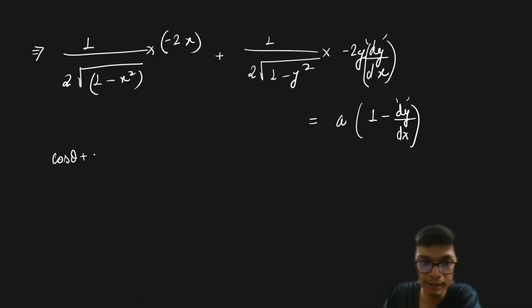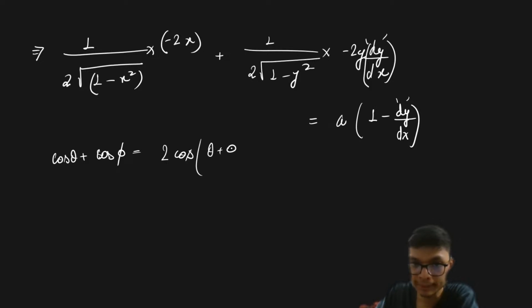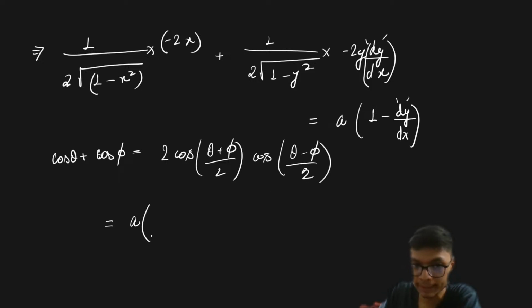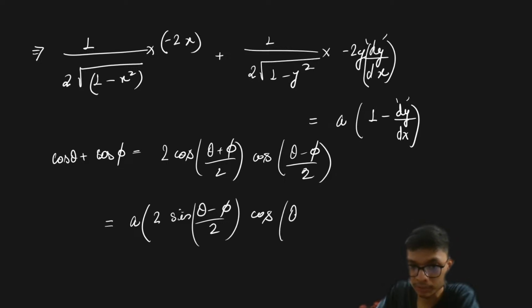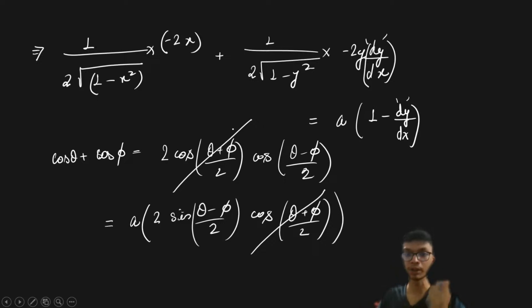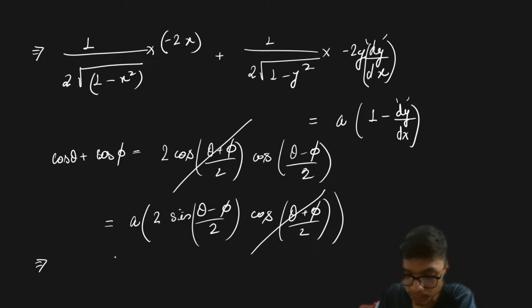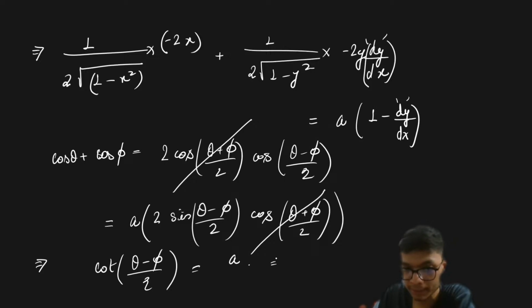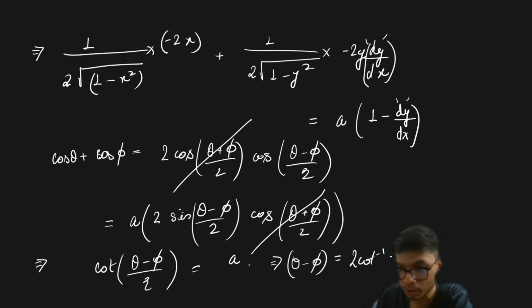From here, if we look at the trigonometric formula, cos theta plus cos phi is equal to 2 times cos of (theta plus phi) by 2 into cos of (theta minus phi) by 2, which is equal to a times 2 times sine of (theta minus phi) by 2 into cos of (theta plus phi) by 2, right? So here we see that cos of (theta plus phi) by 2 gets cancelled out because it is not equal to 0. Therefore my simplified solution comes to cot of (theta minus phi) by 2 equal to a. So from here I can simply write theta minus phi as 2 times cot inverse of a, right?